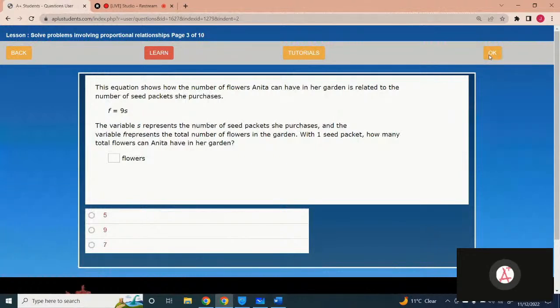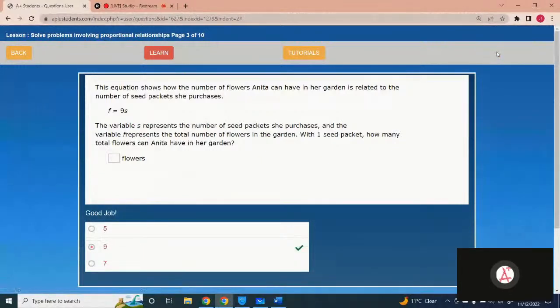So you have to replace the s with the value that is 1. So it would be 9 times 1 is 9. Yes, very good. The answer is 9. Just select the correct option and then click on the OK button.